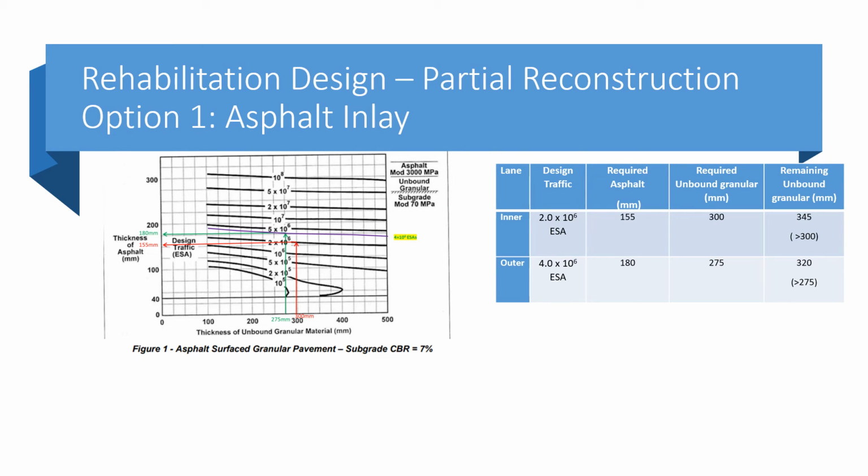The following pavement methodology can be adopted for the inner lane. Remove the existing pavement layer to 155 millimetre depth and then place asphalt layers. Now, the following pavement methodology can be adopted for the outer lane. Remove the existing pavement layers to 180 millimetre depth and then place the asphalt layers.